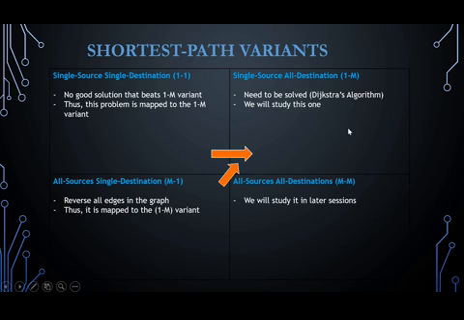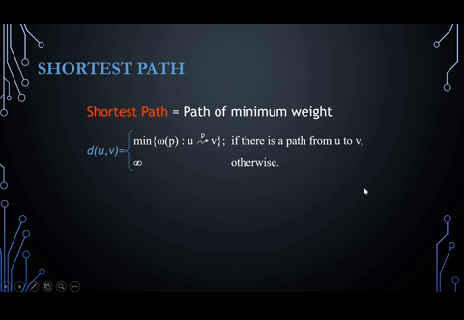And the fourth variant is called all sources, all destinations. M sources and M destinations. So this anyhow we will be studying as a second problem of network optimization problems. This is also called all pairs shortest path problem, right? This we will be solving in the later sessions. In today's session, we will be dealing with single source all destination or single source shortest path problem.